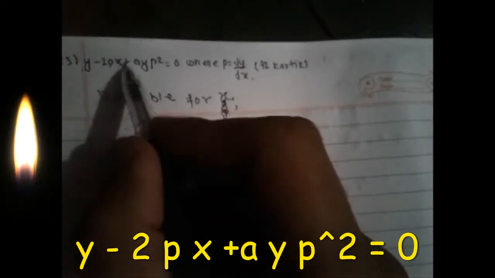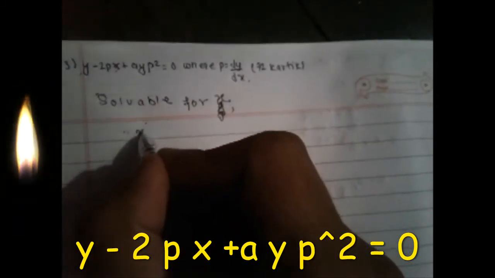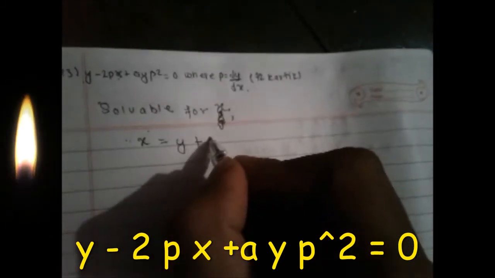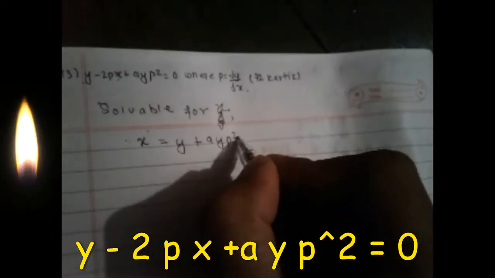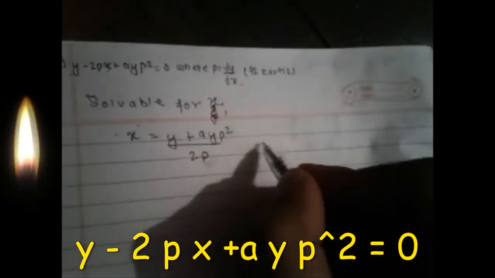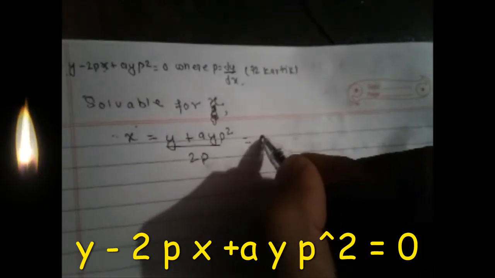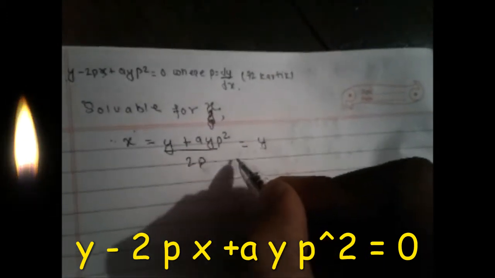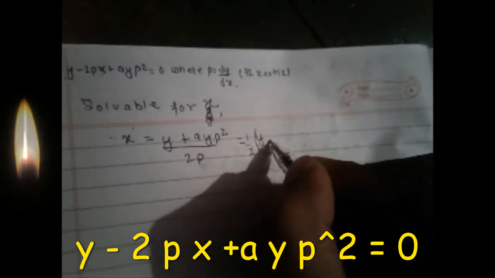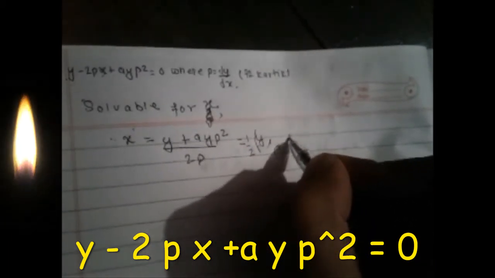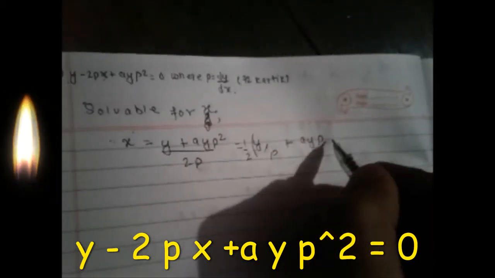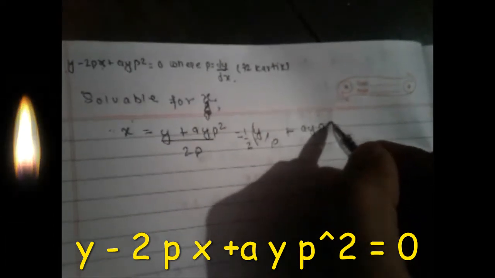We take all the equation in form of x is y plus a y p square upon 2p, separate it, y upon 2p plus a y p, this p and this p cancel, ayp.